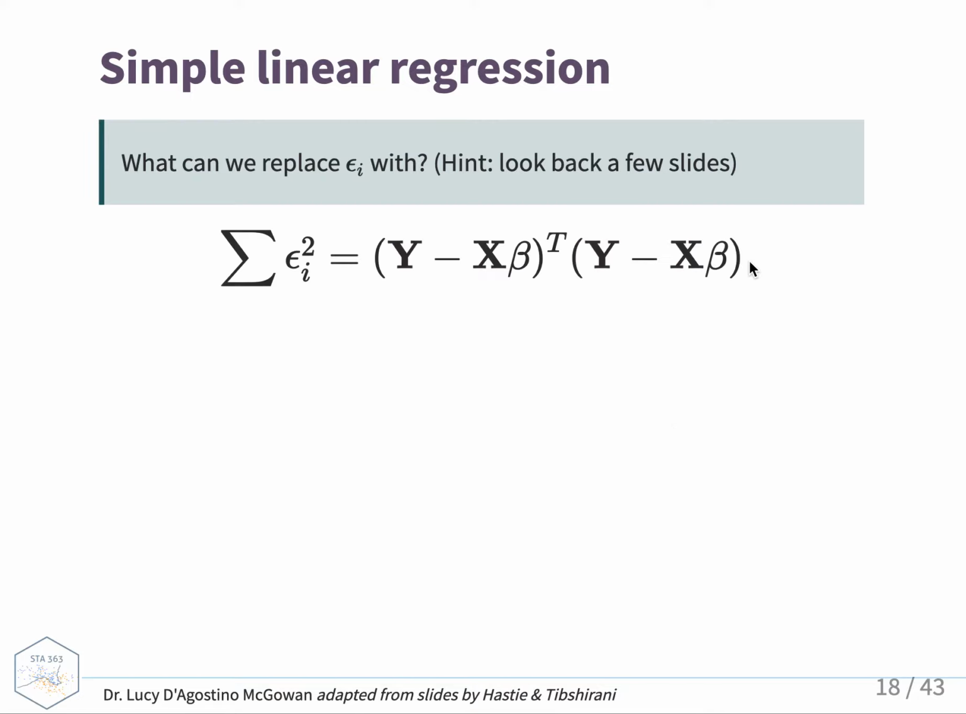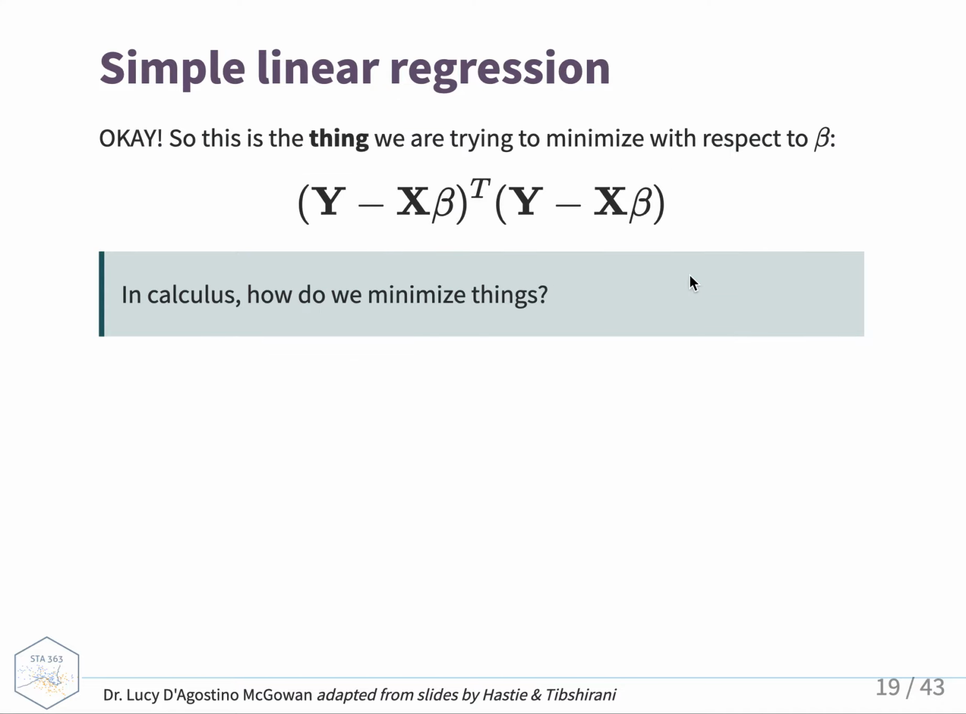And what can we replace this ei with? It turns out that we can replace this with y minus x beta. And so we've shown that this in matrix form is what that residual is going to be equal to. And so instead of having the residual transpose times the residual, we can do y minus x beta transpose times y minus x beta. Okay, so this is the thing we're trying to minimize with respect to beta.